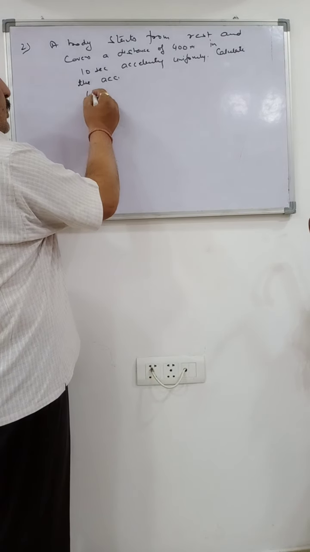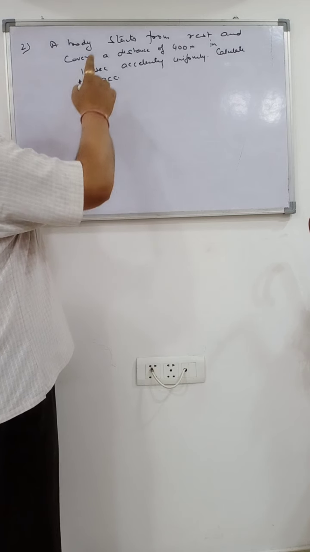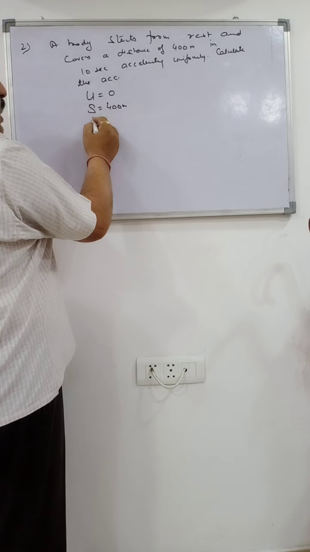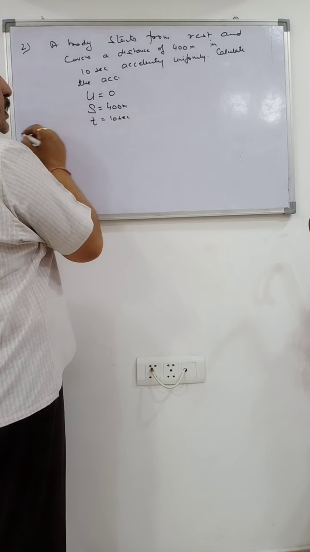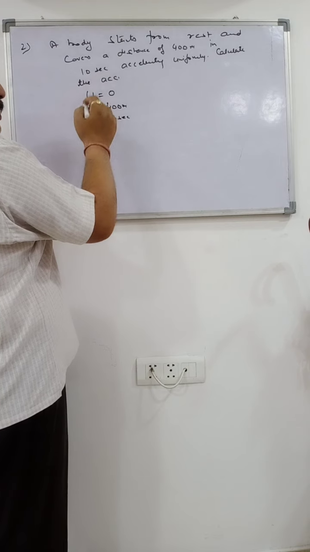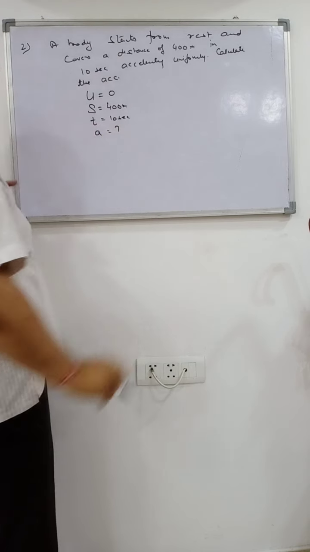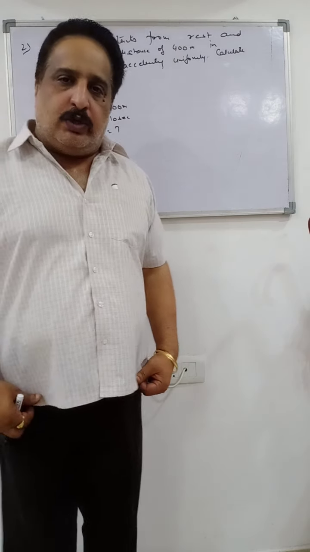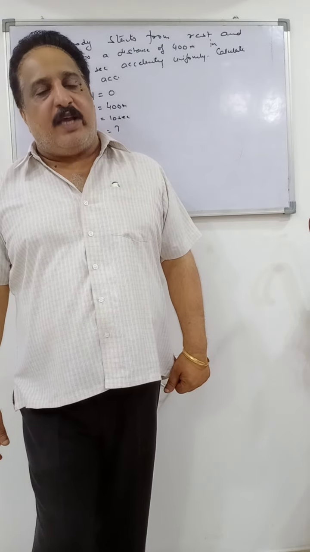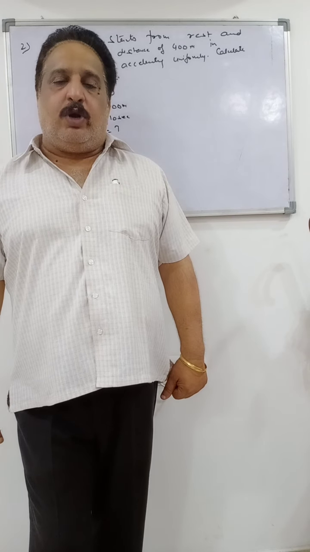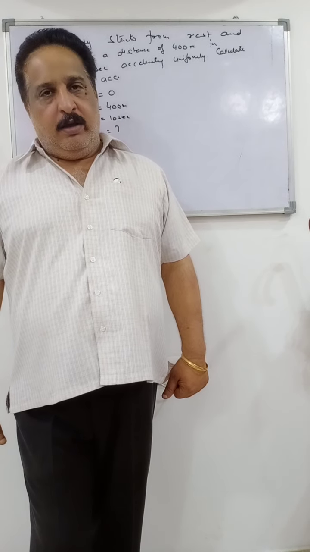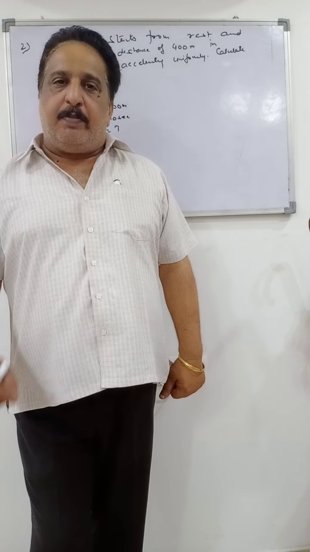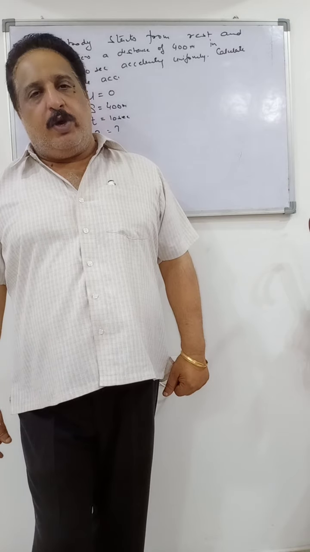Body starts from rest, U is 0. Am I clear? U is 0, distance S is 400 meters, time is 10 seconds. You have to calculate A. So you have the quantities U, S, A and T. Which equation will be used? I hope you have understood. This is the second equation: S is equal to UT plus half AT square. While listening to this video, write these equations on a paper so that you come to know easily which equation has to be used.